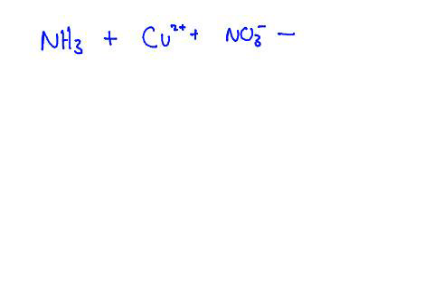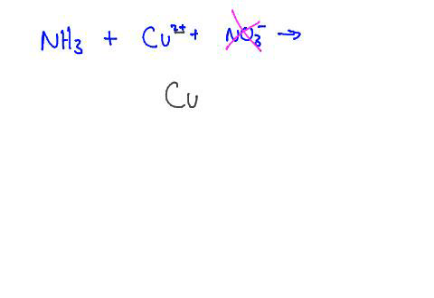Yep, because nitrates are soluble. Now, what do you think the nitrate's going to do? Nothing. He is very boring. 99 times out of 100, nitrate's going to be a spectator ion. So we've got the copper and the ammonia, so what are we going to do? We've got a charge of positive 2 here. This is going to make one of those coordination compounds or complex ions.